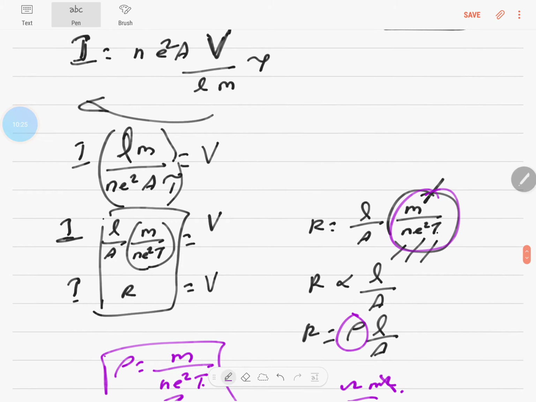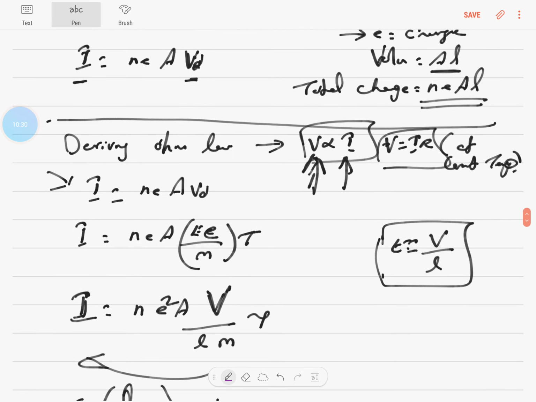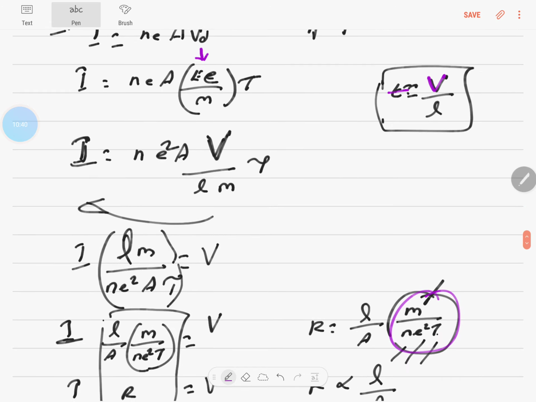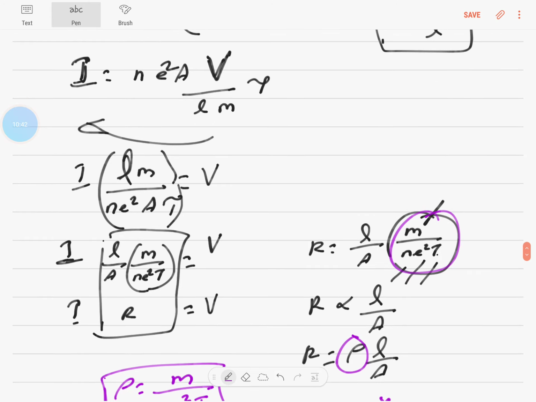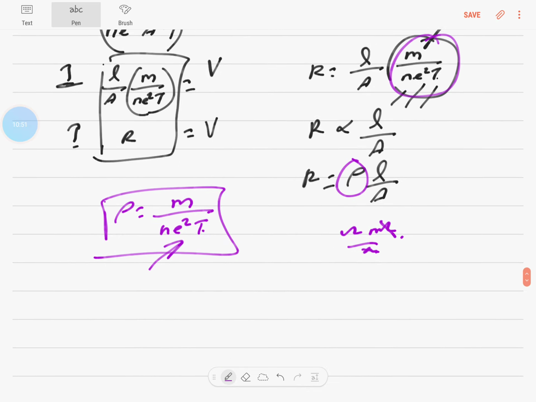You confirm that you got Ohm's law. You started with I is equal to nAeVd, and instead of Vd you wrote capital E into small e by m relaxation time T, and you introduced a voltage E is equal to V by L, potential gradient, and grouping everything to the left hand side other than V, you get V is equal to IR format. Therefore you know what is R from this, and grouping L by A, you know R is equal to rho into L by A, and so rho is m by n e squared T. So this is resistivity, and the reciprocal of resistivity is conductivity, and so the conductivity is n e squared T by m.